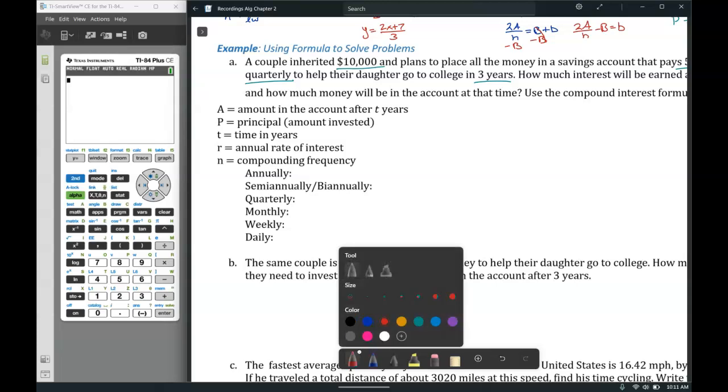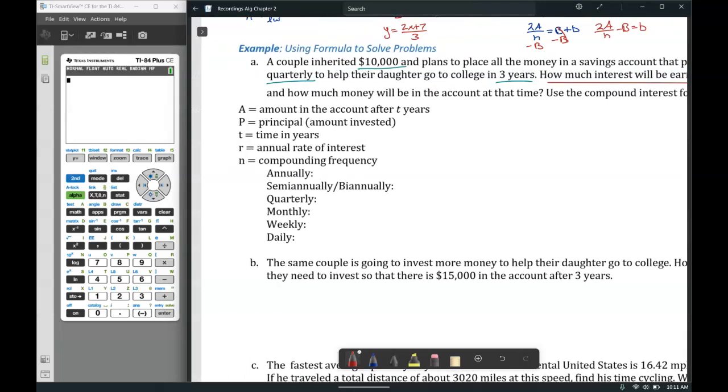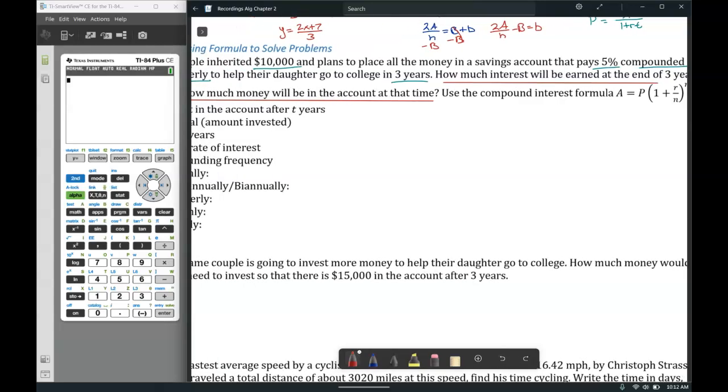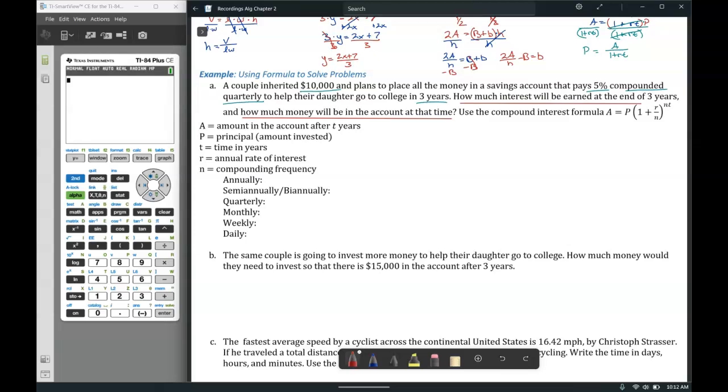We want to answer two questions here. We want to know how much interest is going to be earned in that time and how much money will be in the account at that time. We're going to use the compound interest formula in order to evaluate that. This formula is very common in finance, and all the banks will use this formula essentially to figure out how much interest is going to be earned over time.